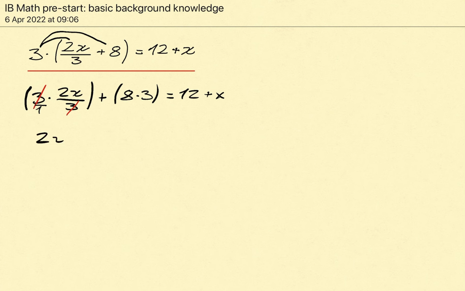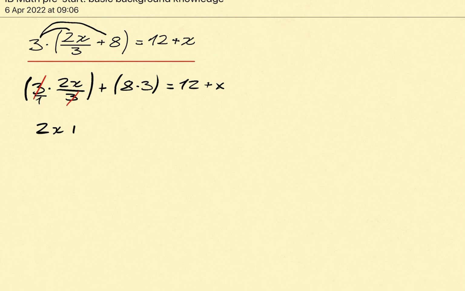Again, most of you will already be familiar with this, so we'll only get 2x. And then this will be plus 8 times 3, which is 24. And this will be equal to 12 plus x.